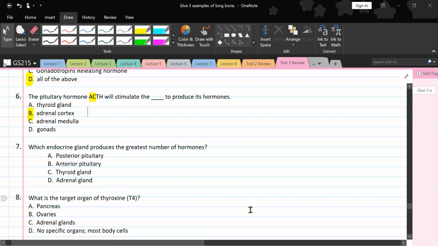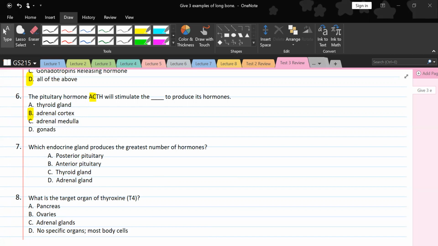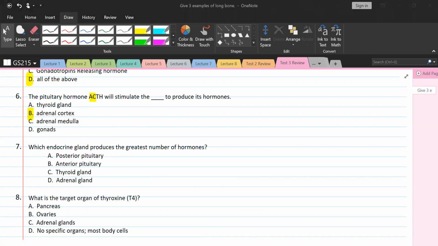Which endocrine gland produces the greatest number of hormones? Okay, maybe I'll let you try this one as well. I just want to see if people know this, like which one has the most hormones.